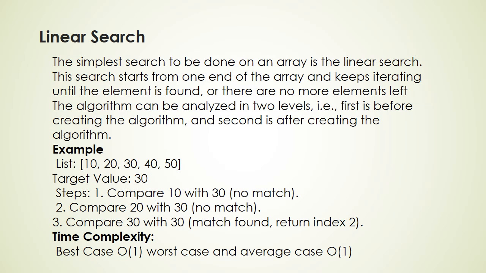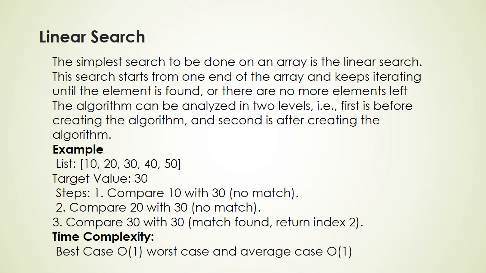Linear search is a simple method of finding a target value in a list. It works by starting from the first element and comparing each element with the target value until a match is found or the end of the list is reached. The time complexity for linear search is order of n, where n is the number of elements in the list. Here is a simple example. The list contains the elements 10, 20, 30, 40 and 50, and we want to find the target value 30. We start by comparing 10 with 30, no match.